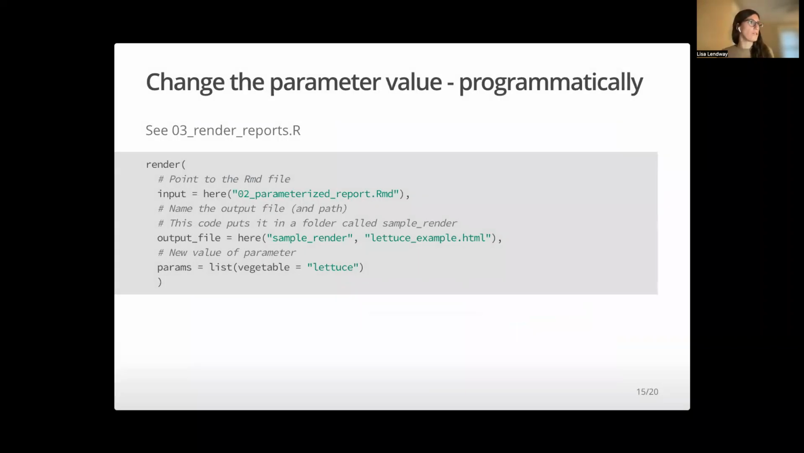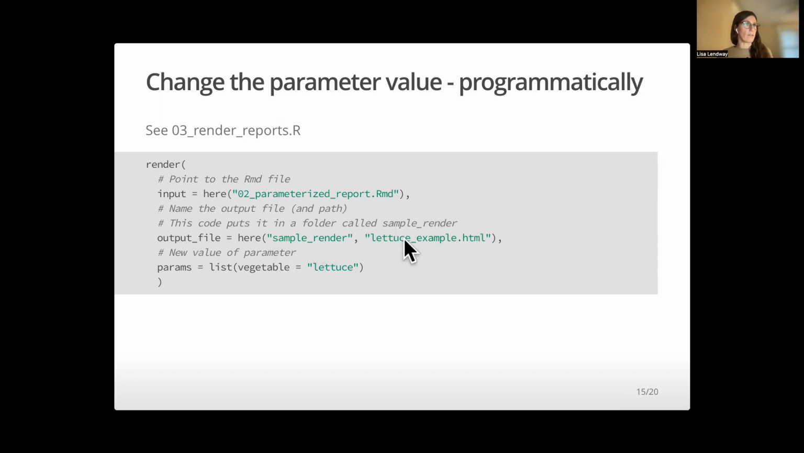So the other option is to change this more programmatically. We can use the render function to do that. There are 3 arguments in this function. The input gives the path and file name of the parameterized report. I'm using the here package to get to my file paths. The output file gives the path and file name of the output file.